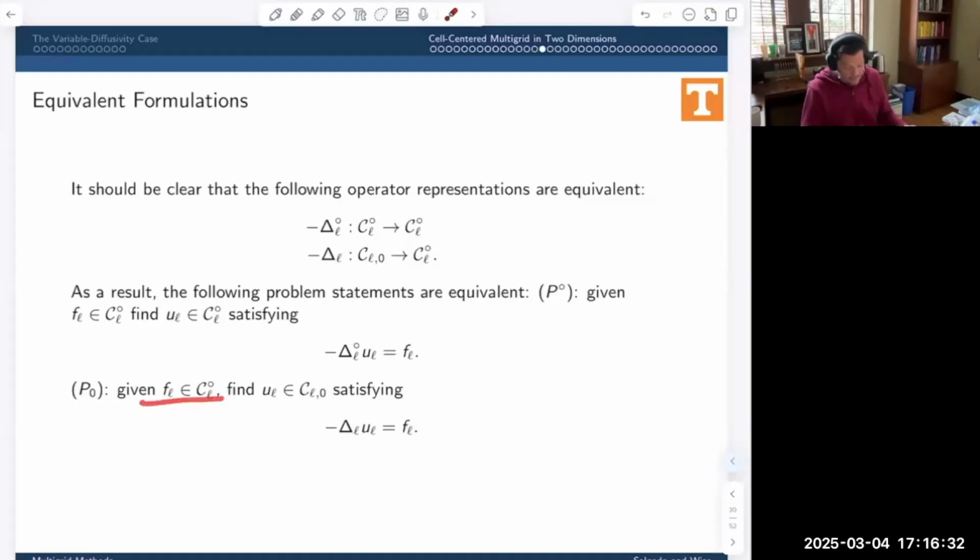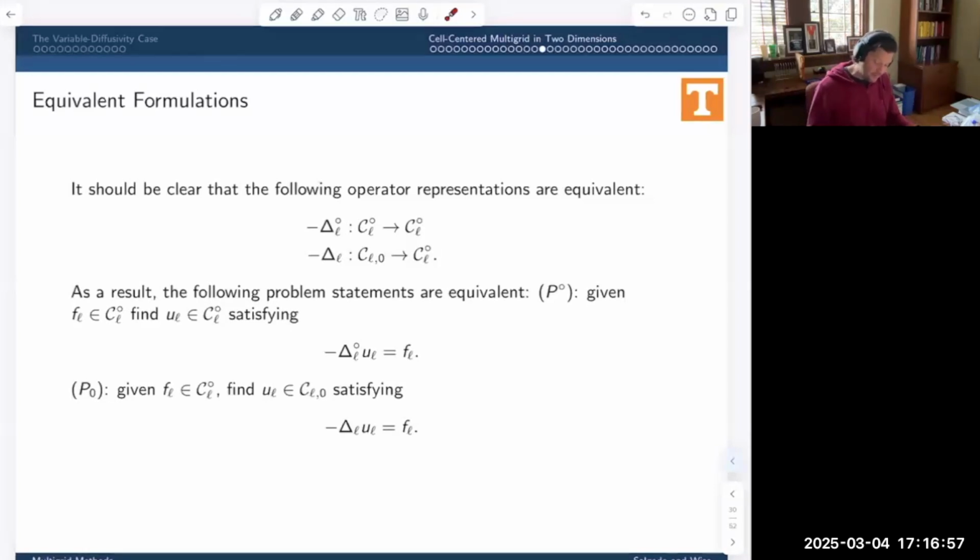P sub 0 is the same. You're given f as an interior cell-centered grid function, and you're looking for a cell-centered grid function that's not necessarily an interior one, but it satisfies the homogeneous Dirichlet boundary condition. So the question is, which one is easier to write down in code?